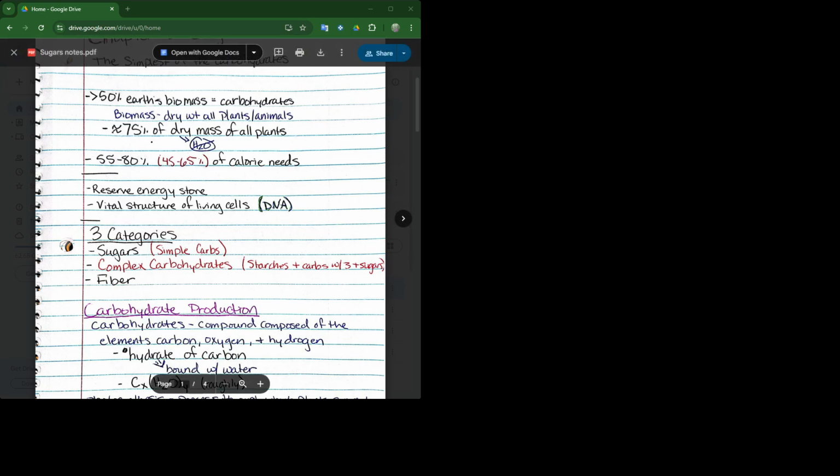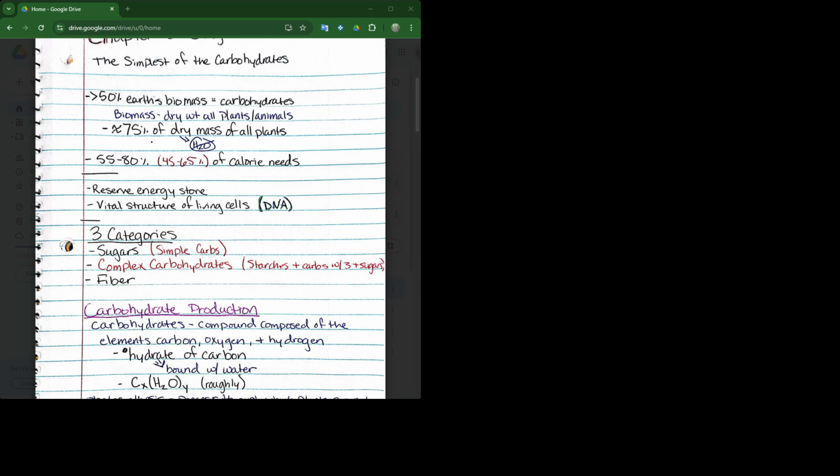I write carbohydrates and I look up the definition in the back of the book if it's not really clear in the reading. This one is pretty clear in the reading. It says all carbohydrates are compounds composed of the elements carbon, oxygen, and hydrogen. So carbohydrates: compounds composed of the elements carbon, oxygen, and hydrogen. Then it gives me some extra information about the name. It means a hydrate of carbon.